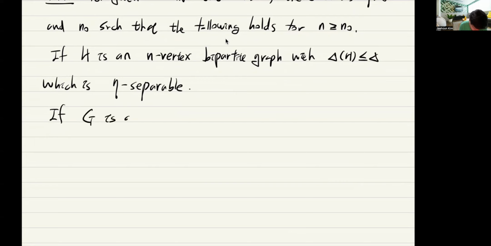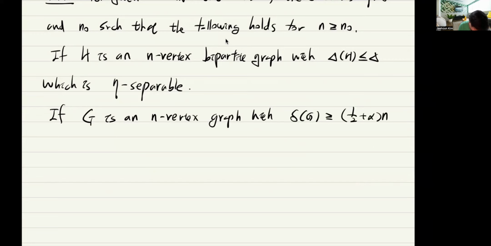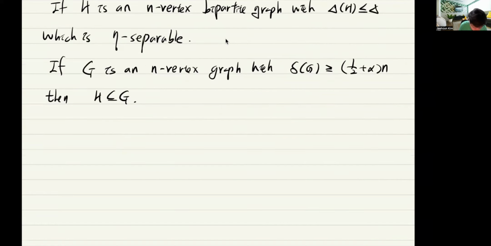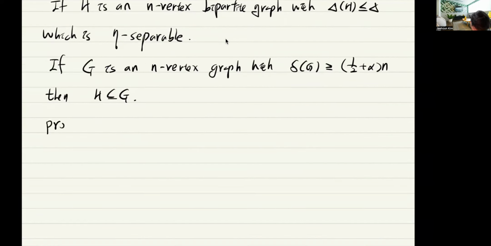And if G is an n-vertex graph with minimum degree at least (1/2 + alpha) n, then G contains H as a spanning subgraph. In other words, H embeds into G. So we want to prove this.